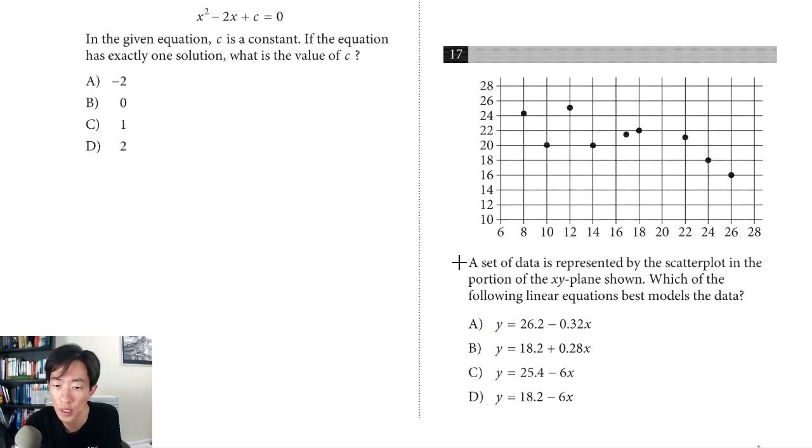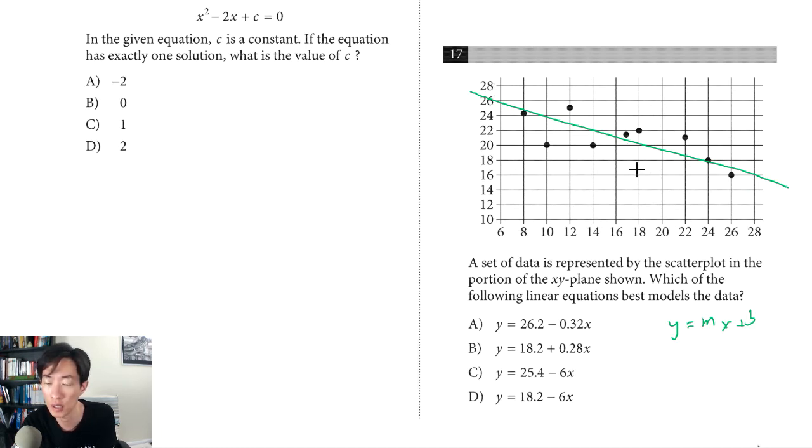Question 17, a set of data is represented by the scatter plot in the portion of the xy plane shown. Which of the following linear equations best models the data? Notice that all the answers are essentially in y equals mx plus b form, which is a line. And the way this works is that based on the points, you're going to sort of superimpose a line that kind of captures all of them. So if they were to do this, they'd probably do something like that. I'm just guessing. And now we have to find the equation of the line that best matches the data.